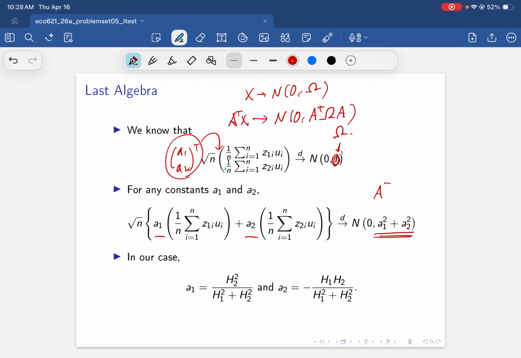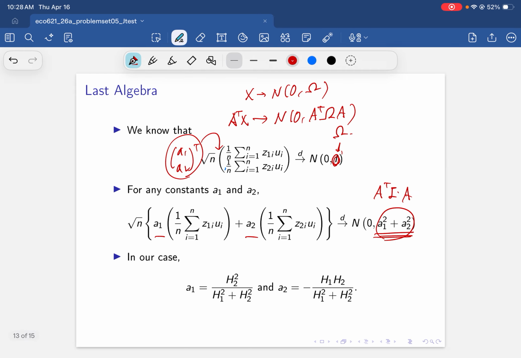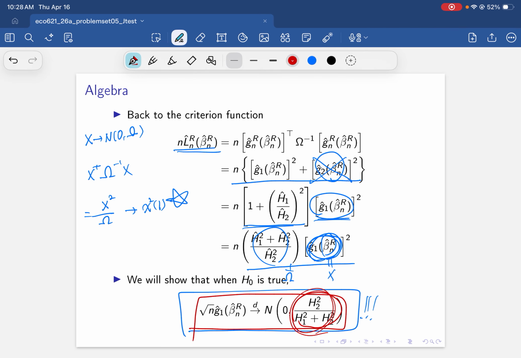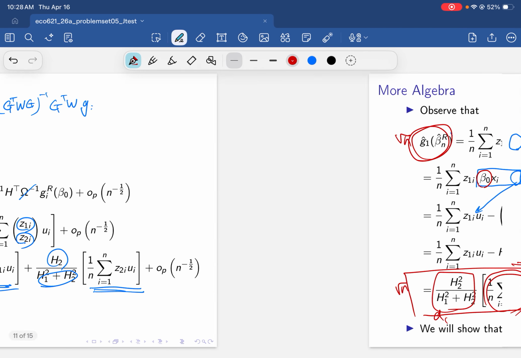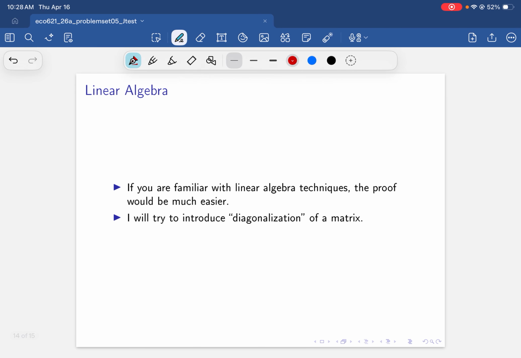A transpose identity A will become this. And then this is exactly the same structure as this. This is A1, this is A1, this is A2. So calculate A1 squared plus A2 squared, then you will get the desired result. The desired result is this. So your proof is done. This is how we prove chi-square. It is crazy because we did not use linear algebra. I explained diagonalization in class, so that will simplify the algebra a lot.